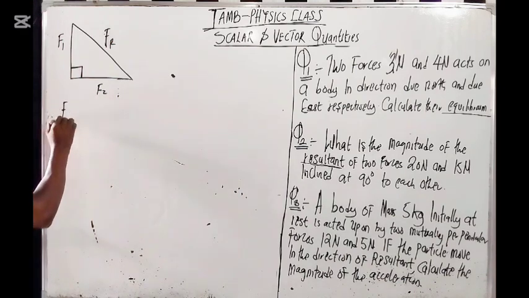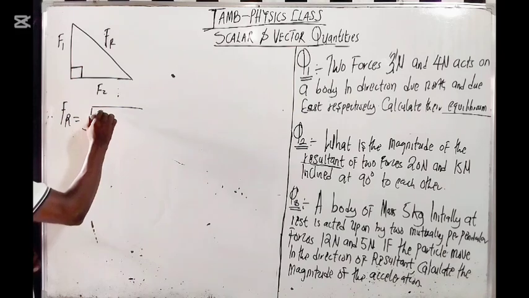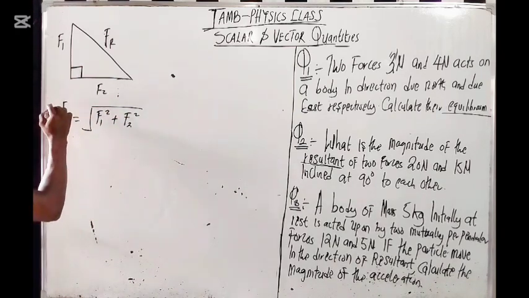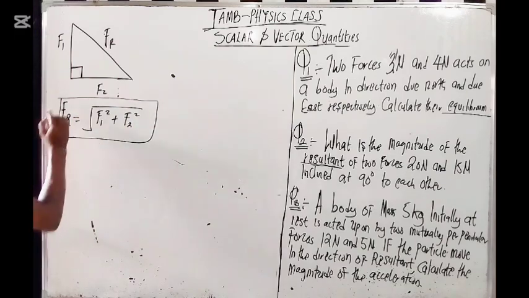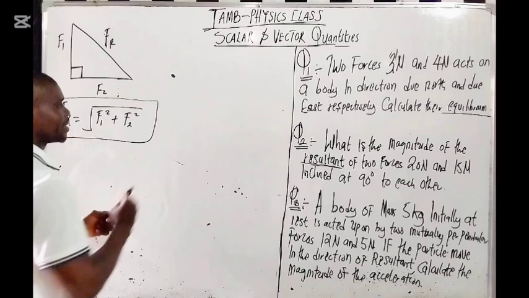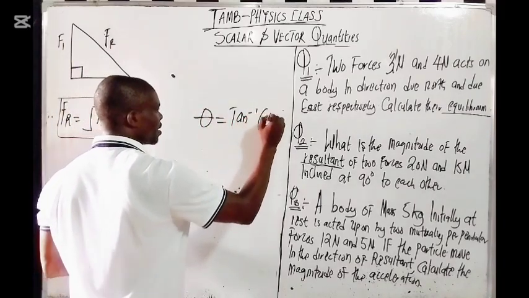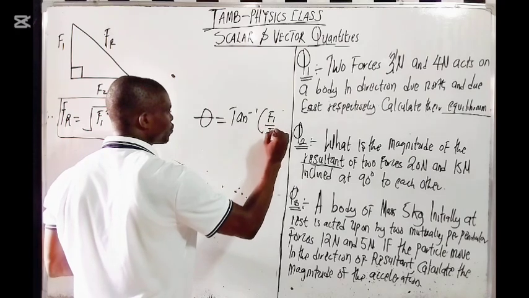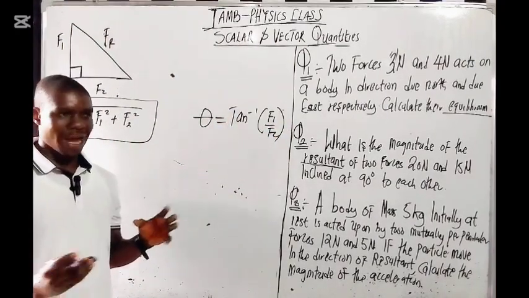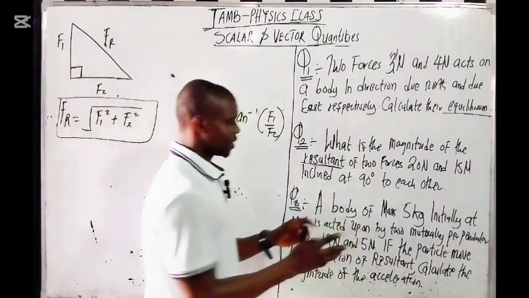So F arrow is always equal to what? Square root of F1 square plus F2 square. This is the formula you are using to calculate the horizontal force. Do you understand? Then the direction is theta equals tan inverse F1 over F2. These are the two things you are going to make use of, right? Now, here they say resultant of the two forces, right?